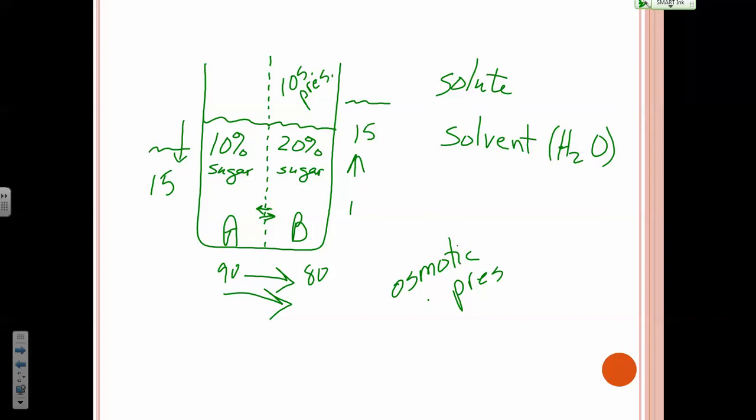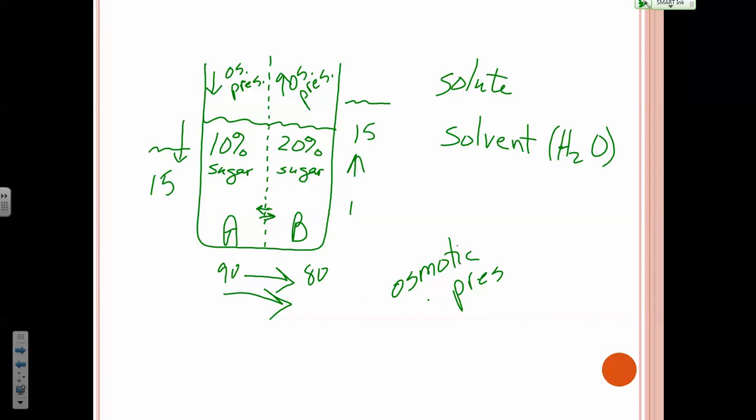This has a high osmotic pressure. Side A has a lower osmotic pressure. Osmotic pressure, in my mind, this is not a textbook definition. This is my definition, and it makes me always get the questions right. Osmotic pressure is due to the presence of the solutes. The more solutes, the higher the osmotic pressure is.